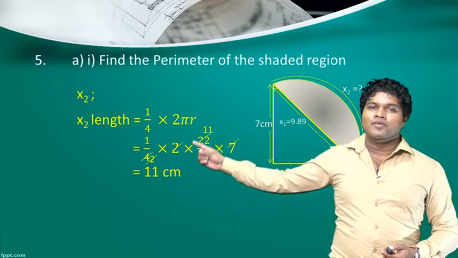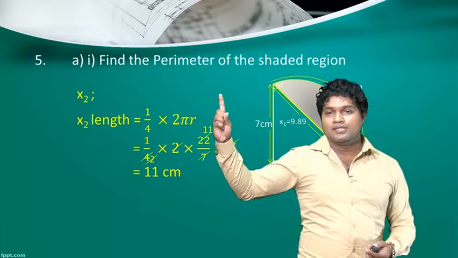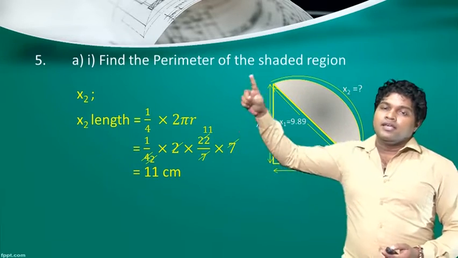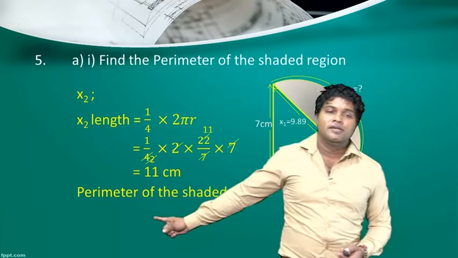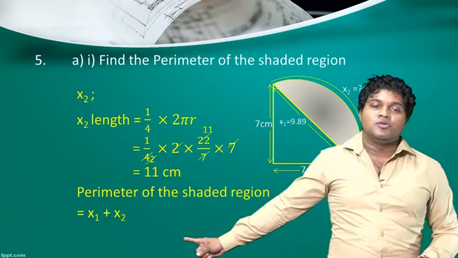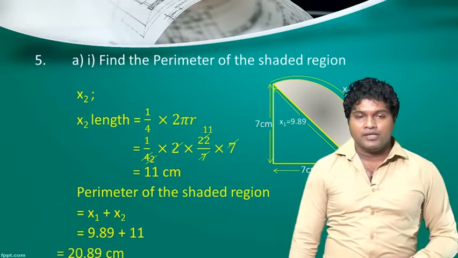And we have to, of course, find the perimeter. We are in a perimeter question. The perimeter is the two lengths, arc length and straight length. You have to add the two lengths. We obtain the perimeter of the shaded region, x1 plus x2, 9.89 plus 11. It is 20.89 centimeter.